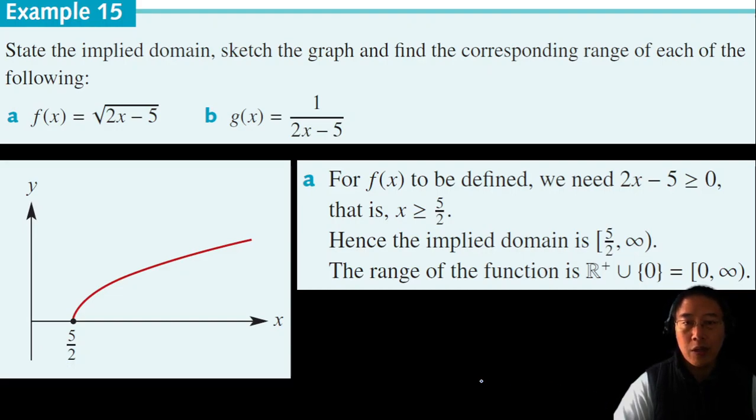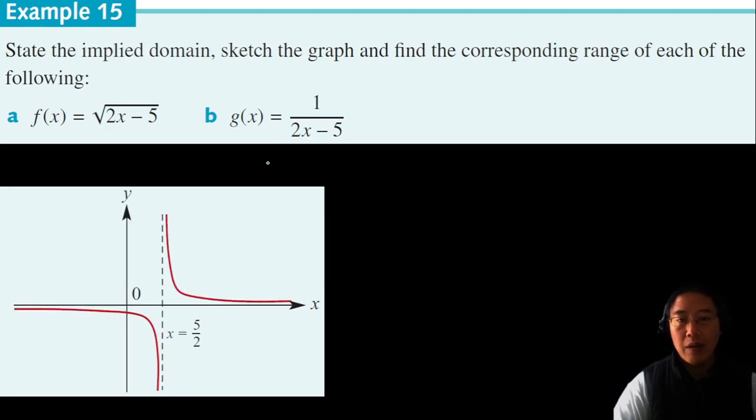With the second one, g of x, it's a hyperbola, 1 over 2x minus 5. Your vertical asymptote is when the denominator is equal to 0, so it's for x equals 5 over 2. Notice also you have a horizontal asymptote. When x is very large, the curve is getting close to the x-axis, and when x is towards negative infinity, the red curve is getting close to the x-axis from below.